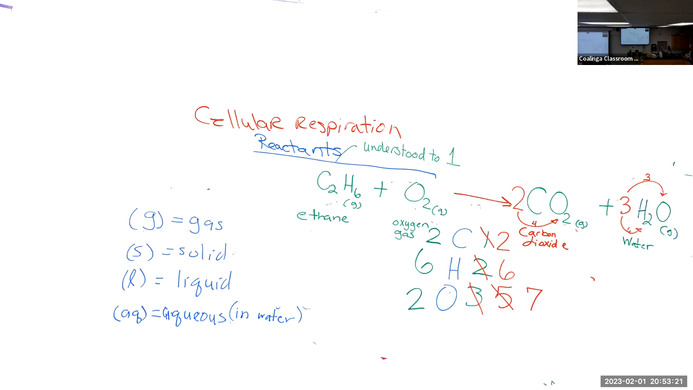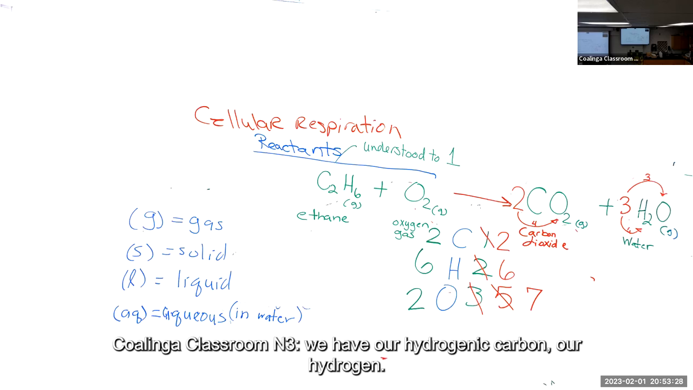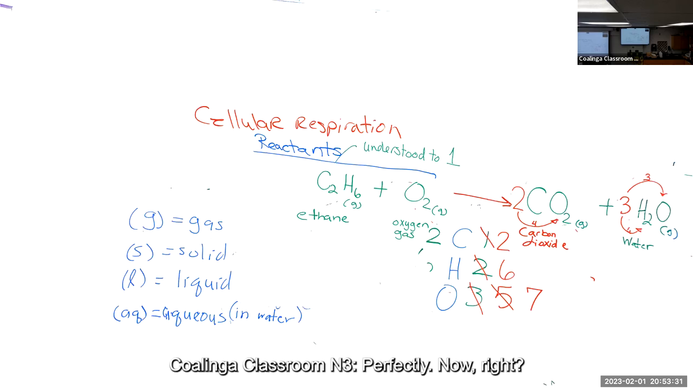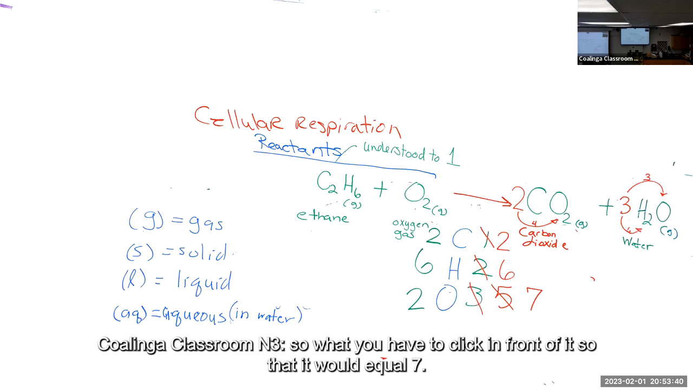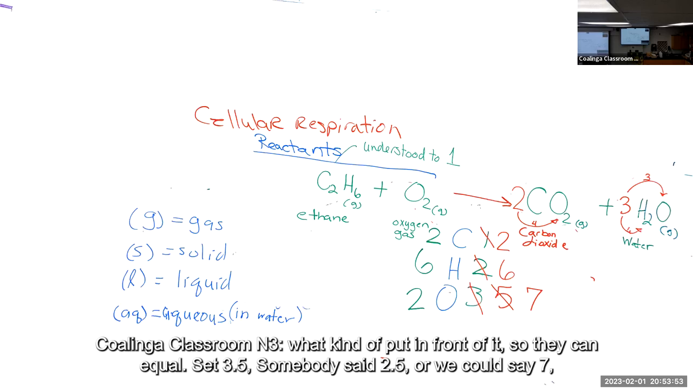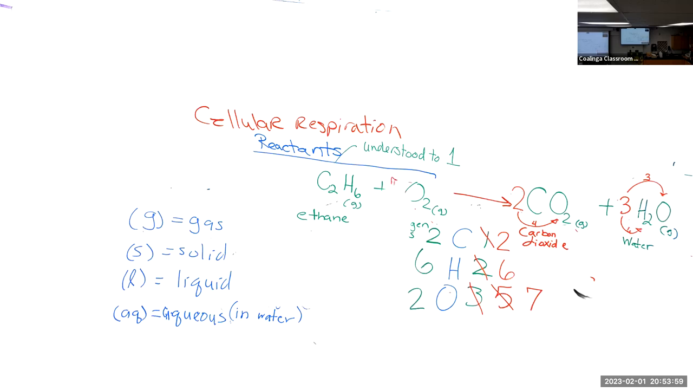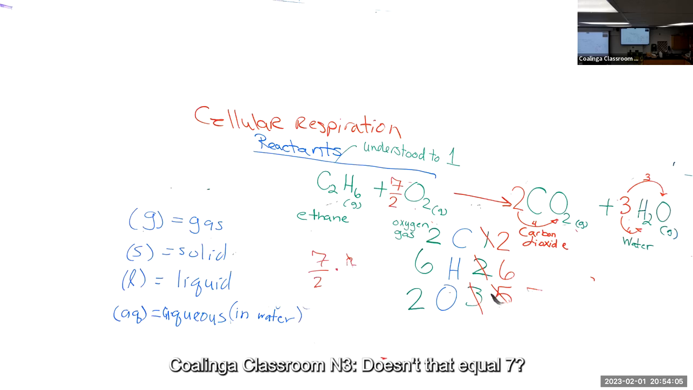Is that balanced? No. Okay, so this brings us to another point. We have our carbons and our hydrogens perfectly balanced, right? And this is our only source of oxygen here. So somehow it needs to equal seven. What can I put in front of it so that it would equal seven? Think about fractions. 3.5. Somebody said 3.5, or we could say 7 halves. Because 7 over 2 times 2 equals 7.